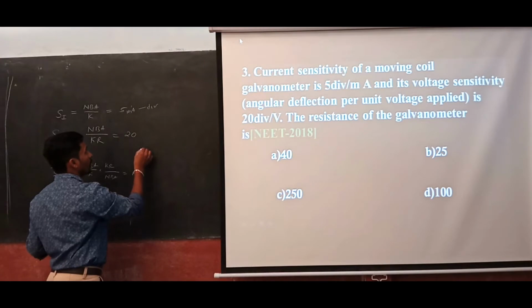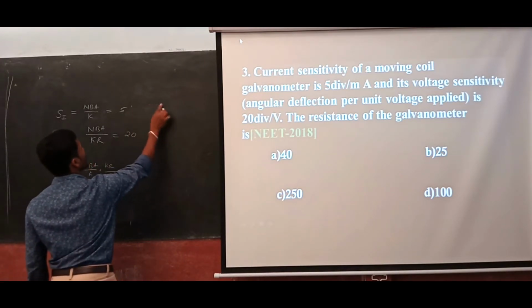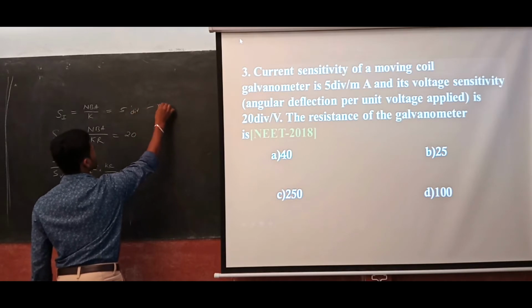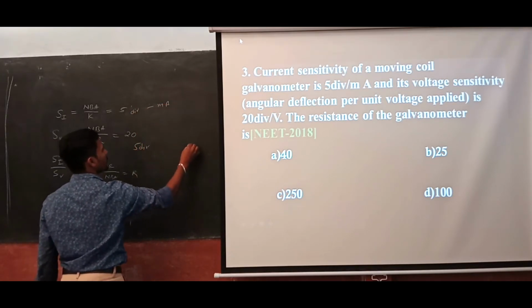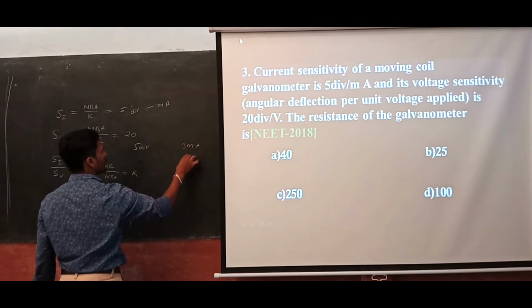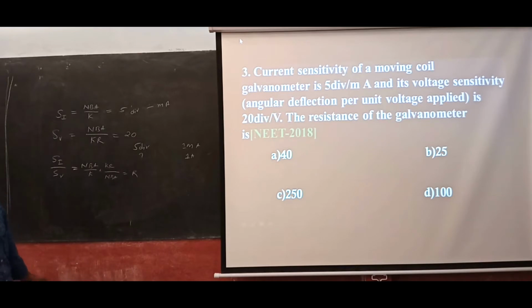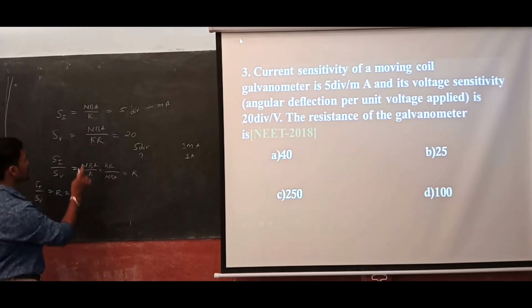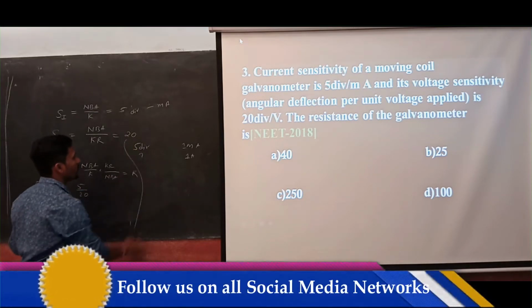So 5 divisions per milliampere, isn't it? That is 5 divisions per milliampere, 1 milliampere. Then for 1 ampere, how many divisions? Actually we want the general case, no. Okay, it is not just that SI divided by SV which is equal to R we have to find out. It is not just that 5 divided by 20 you have to do, because that 5 is for milliampere.